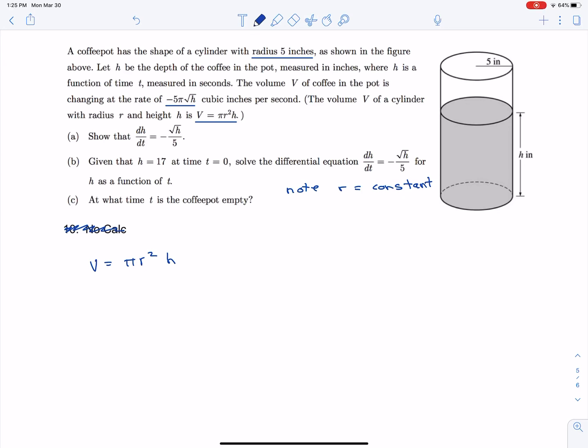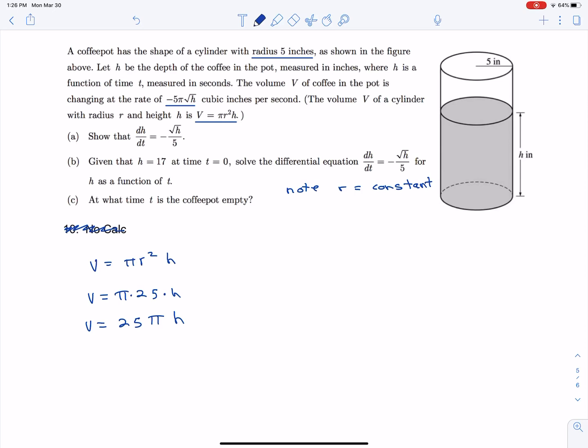So for example, when I take the derivative of a constant, the derivative of a constant is 0, or I can use it as a scalar. But it is a constant. So because r is a constant, I'm going to plug it in right off the bat. I'm going to say the volume equals pi times 5 squared, which is 25, times h. Let me clean that up a little bit. I get volume equals 25 pi h.